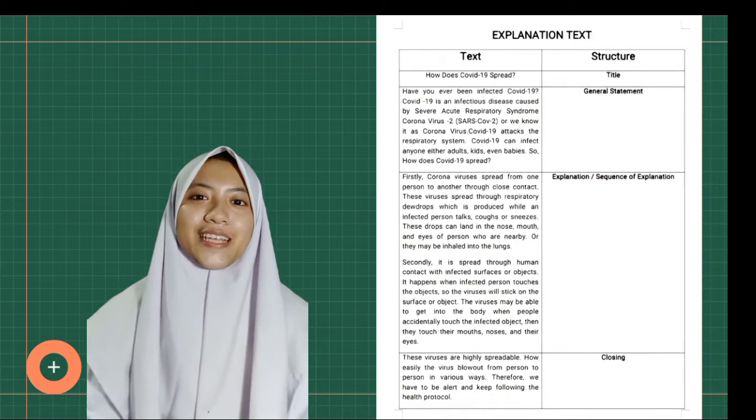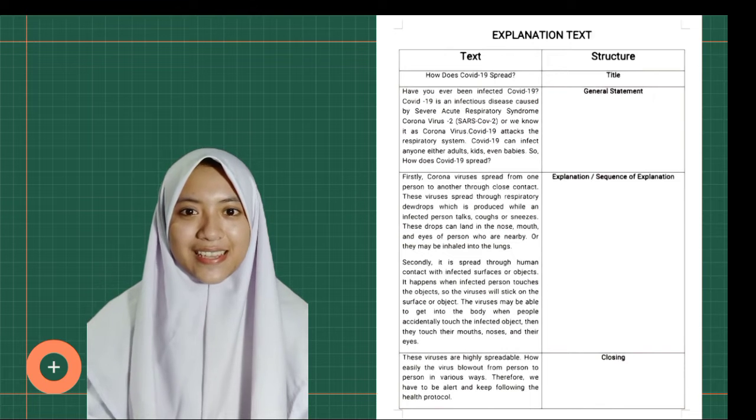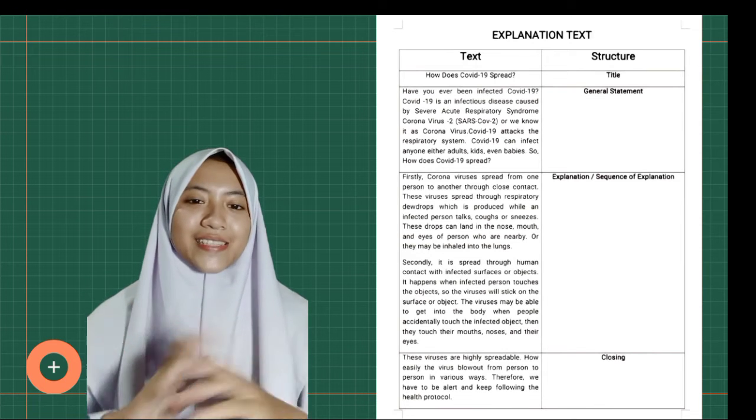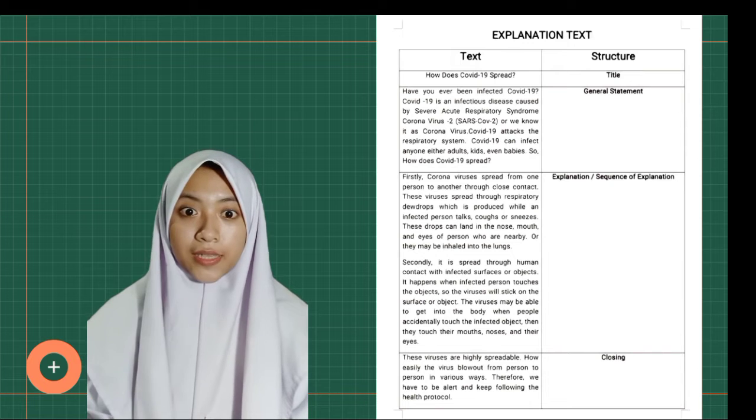In this occasion, I would like to present the example of the explanation text and its analysis. The title is How Does COVID-19 Spread? Have you ever been infected by COVID-19?